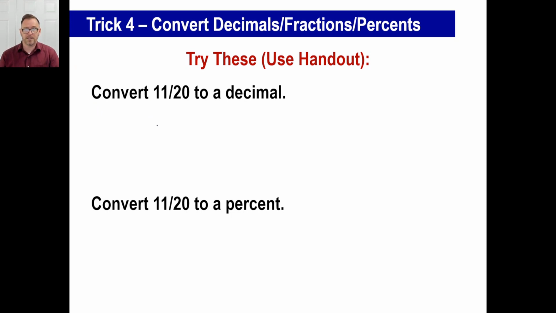Okay, convert this to a decimal. Well, don't forget this: any fraction bar means this is a division problem. This is 11 pizzas divided among 20 people. So for a decimal, you simply do the division.